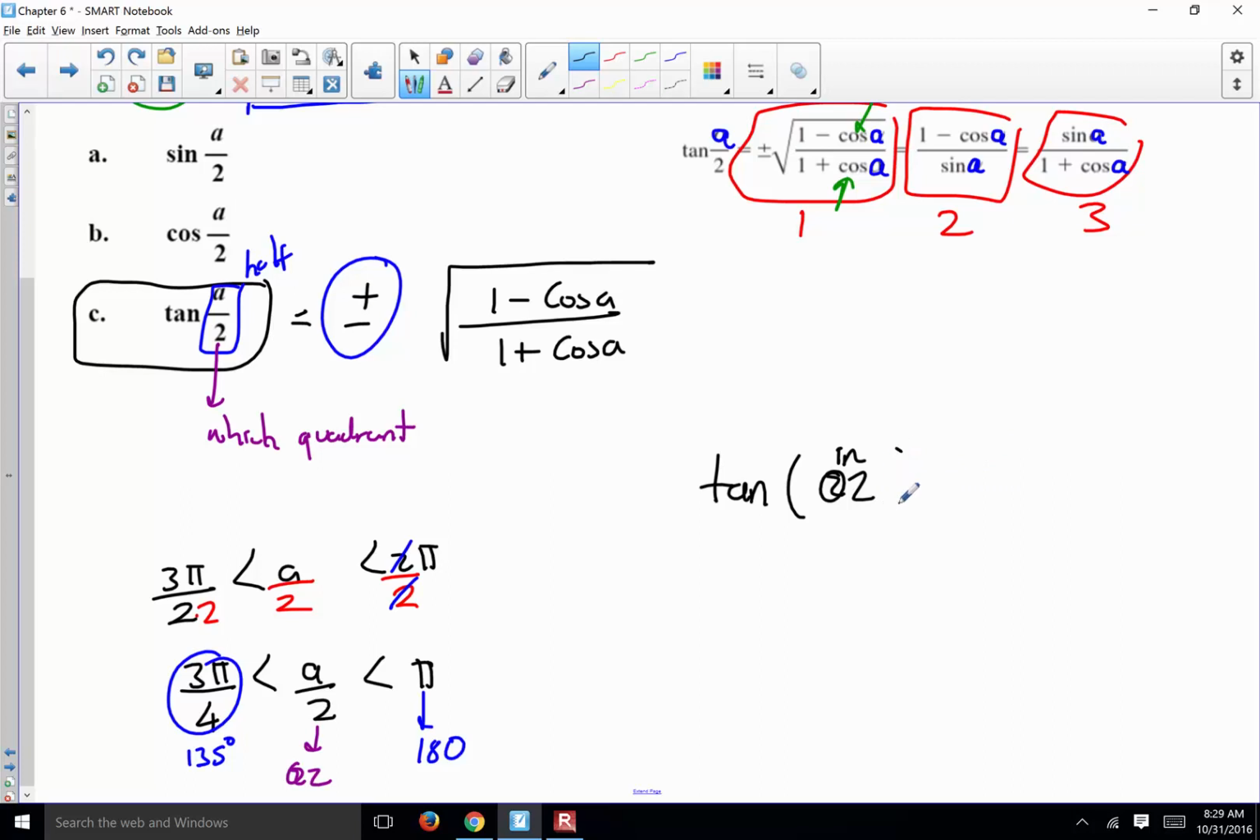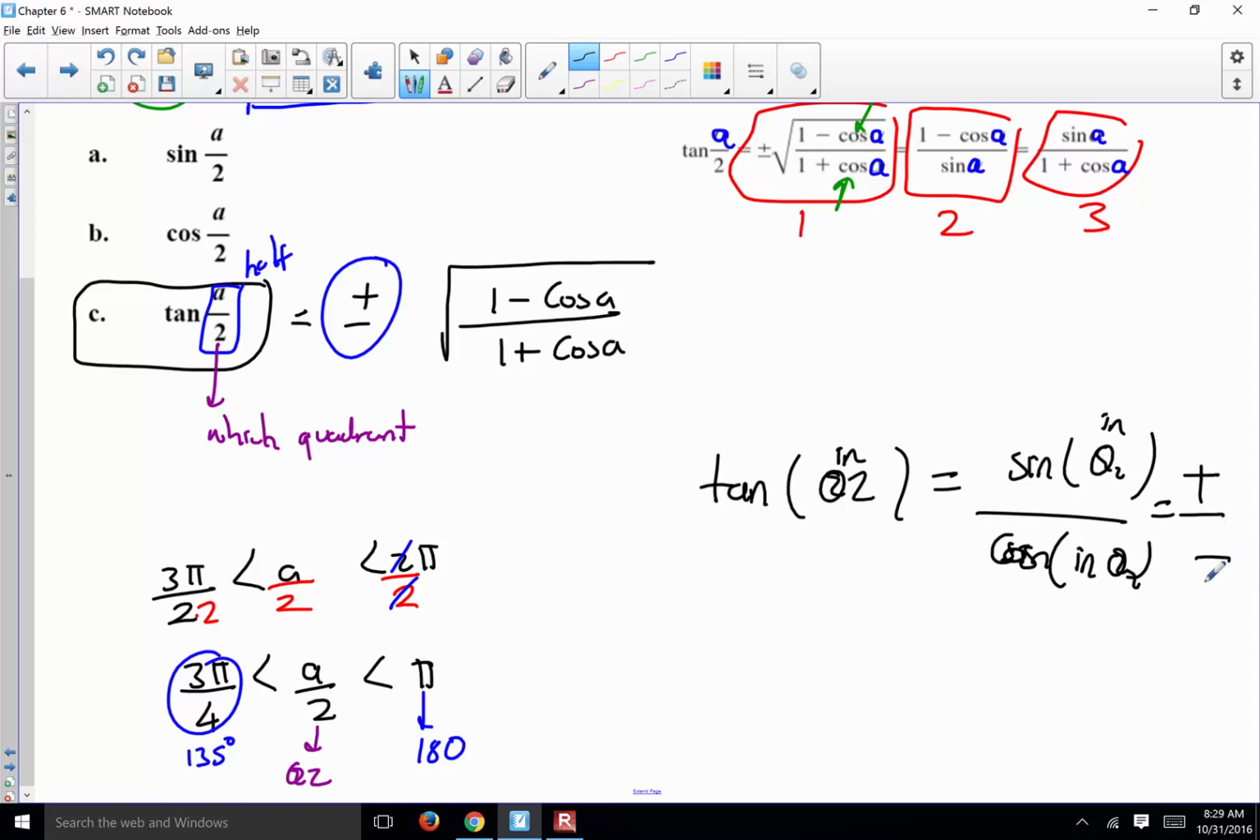Again, if you don't know this off the top of your head, tangent is sine over cosine. Sine of an angle in quadrant 2 is plus, cosine is minus, right? Because sine is the y value and cosine is the x value of the terminal point of the angle. So it is plus over minus, it is minus. This thing is a minus.